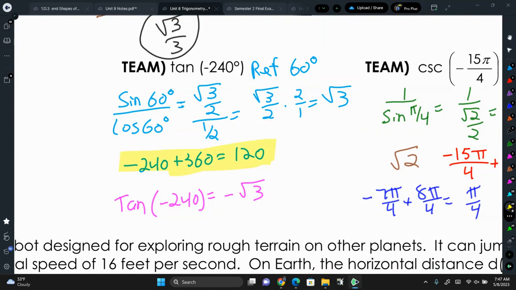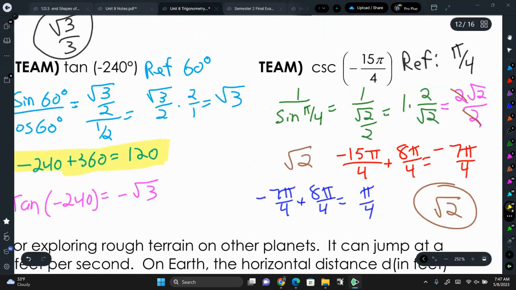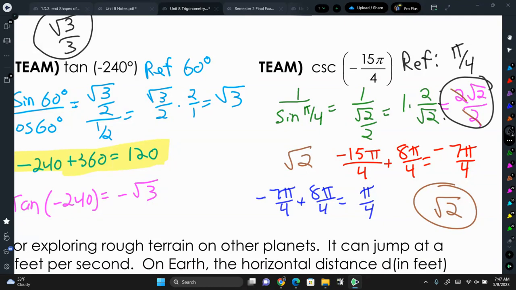All right, now the last one here, cosecant of negative 15 pi over 4. We said reference angle is going to be pi over 4. So 1 over the sine of pi over 4 will simplify all the way down to the square root of 2. Because once you multiply by the reciprocal, you then have to multiply the top and bottom by the square root of 2, which will then equal this. And that simplifies to the square root of 2.